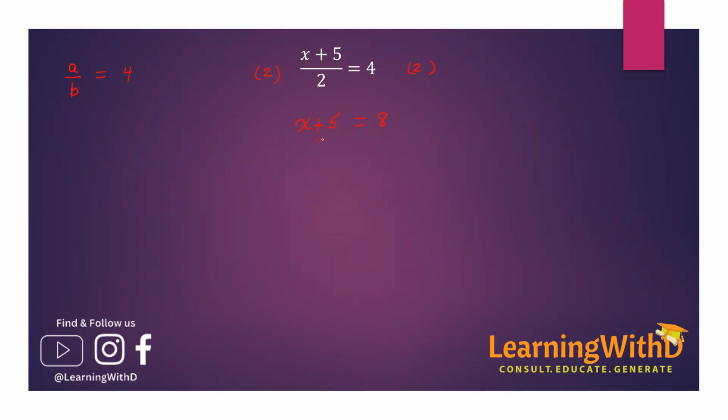Now I'm going to transpose this 5, take it over here, which means its sign is going to change. So I'm going to have x alone on the left-hand side, which is our goal, and on the right-hand side 8, which was already there, minus 5. Hence, x is equal to 3. And so 3 then is our answer.